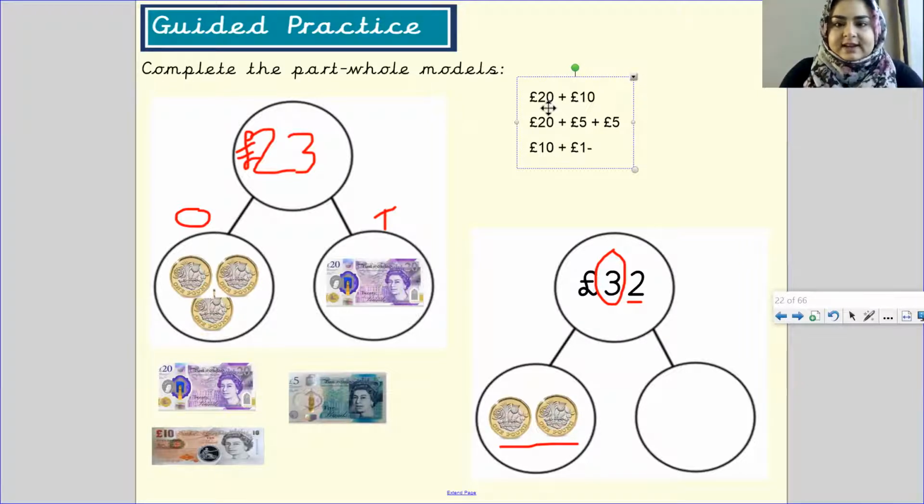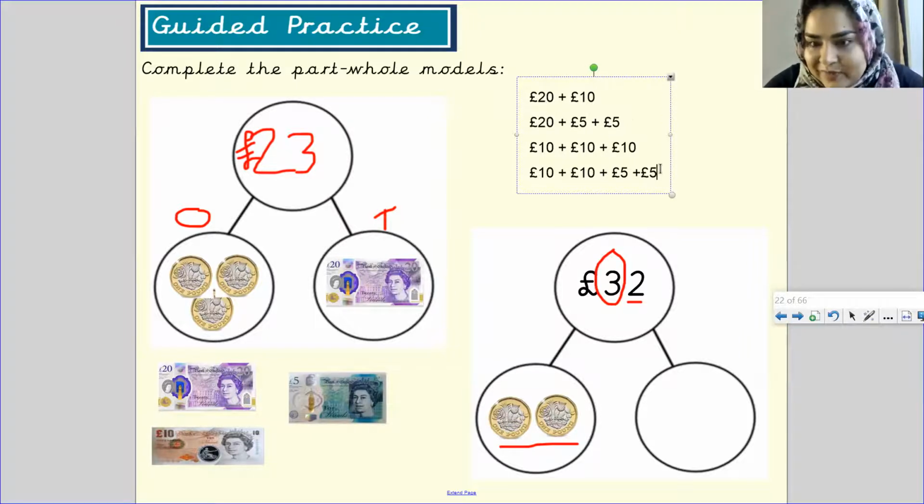£10 plus £10 plus £10. I can also use £10 plus £10 plus £5 plus £5. The reason I've used two £5 is because two £5 make a 10. Okay, so now these are the different ways I could make 30.